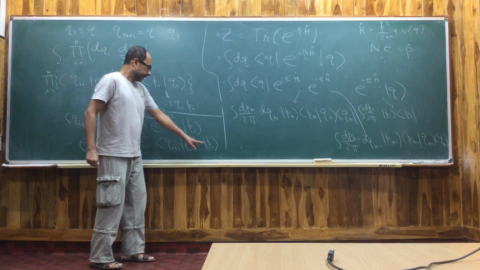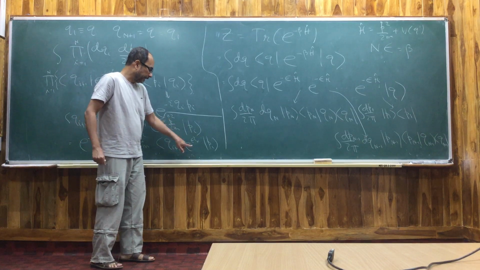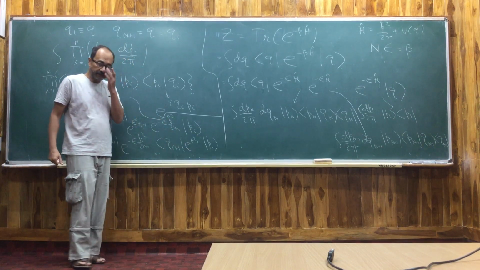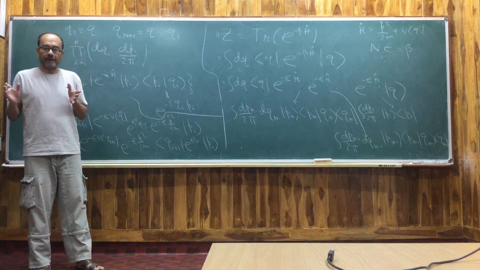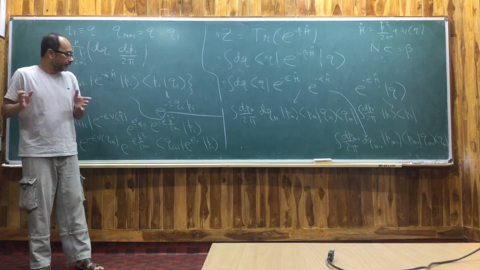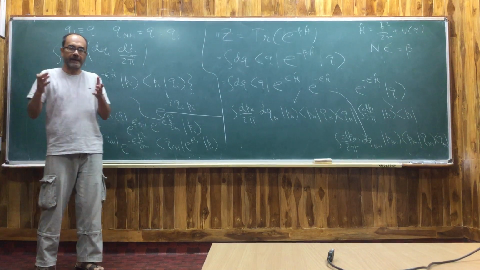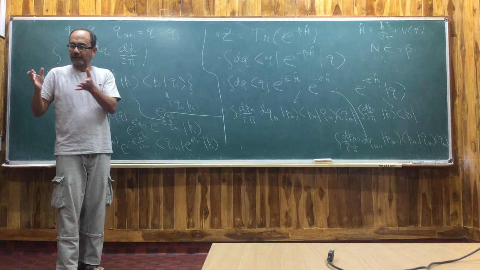So this is like the inner product between q_{i+1} and p_i. The leading term is 1, plus terms of order epsilon squared. But how many of these order epsilon squared terms are there? N such terms. So you have something like e to the epsilon squared times something which you don't know.